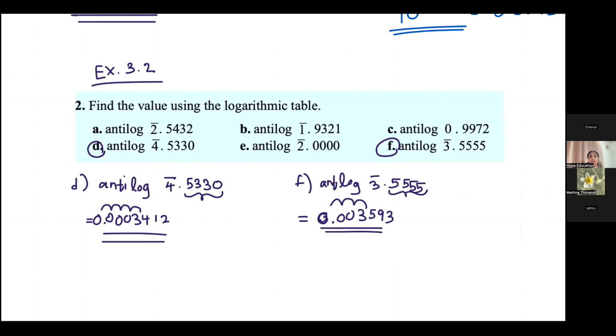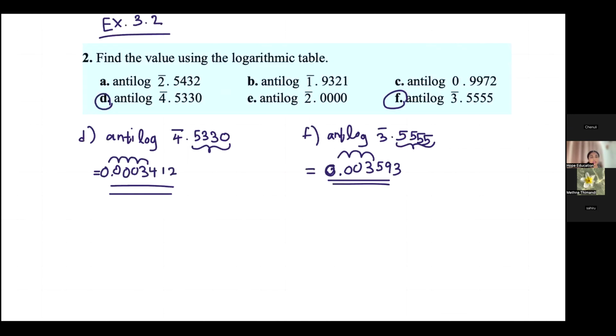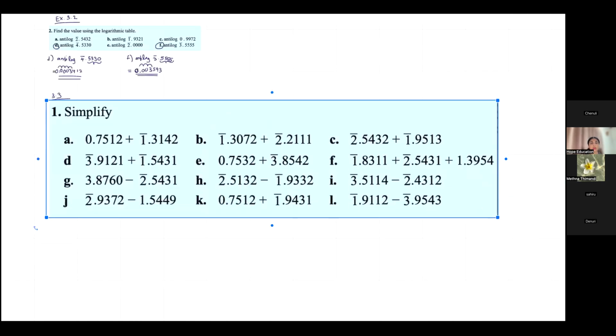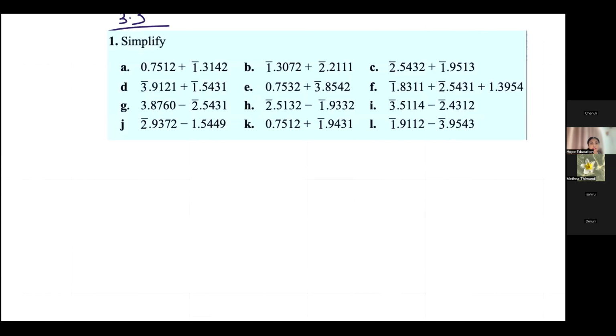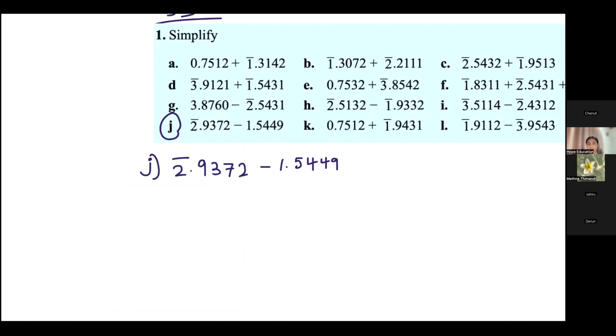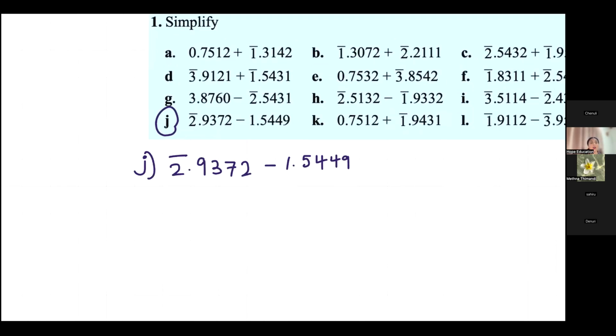Then 3.3, 1, J and L. Let's go to that. Okay, let's get the entire one and then we'll just correct J and L. J, I have this: bar 2.9372 minus bar 1.5449. So this is the J one.